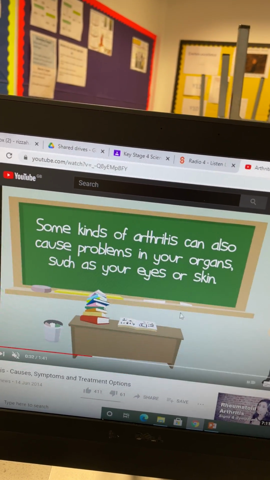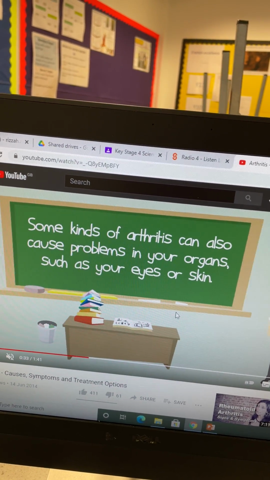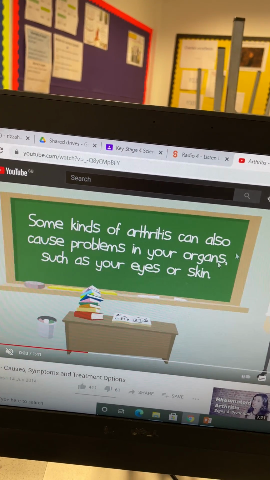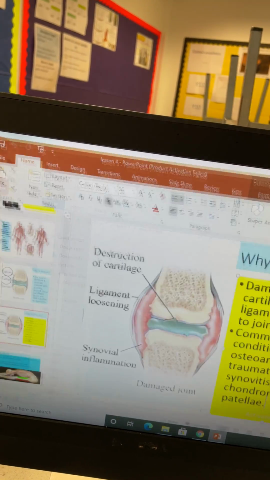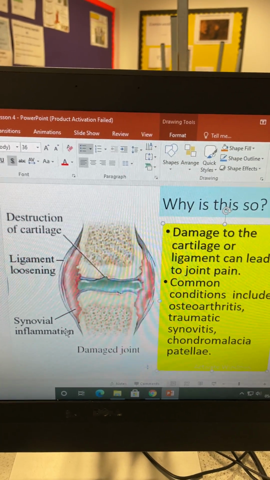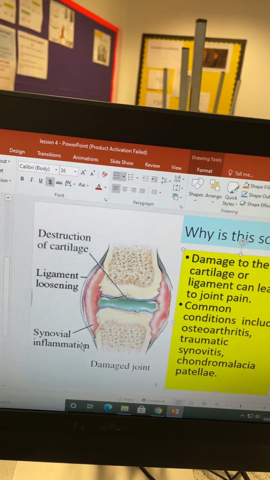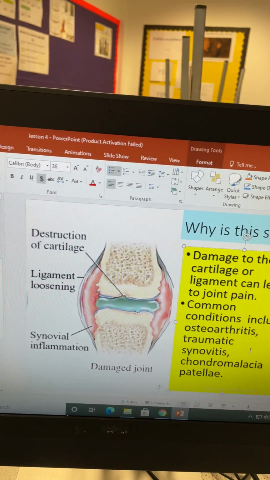But just also be aware that you can have kinds of arthritis that are linked more to eyes and skin as opposed to the bones. It's important to be aware that it all links into your science, links into your joints, and we just need to be a little bit more aware of it.